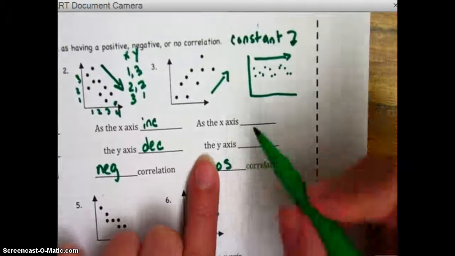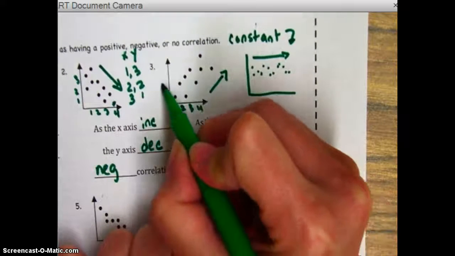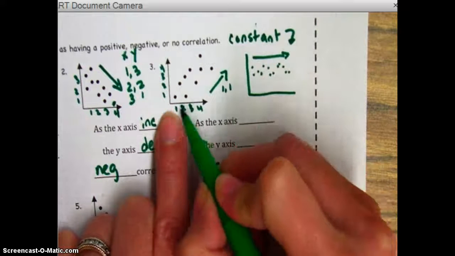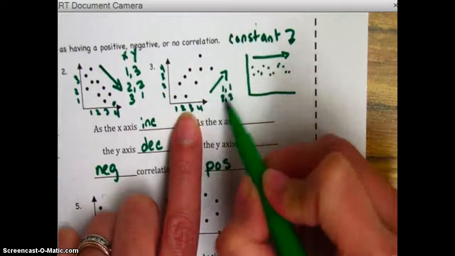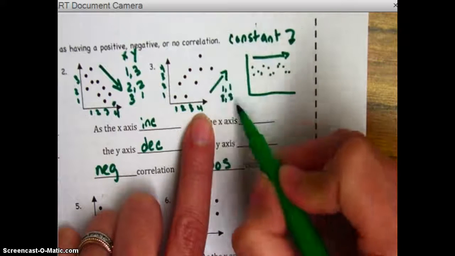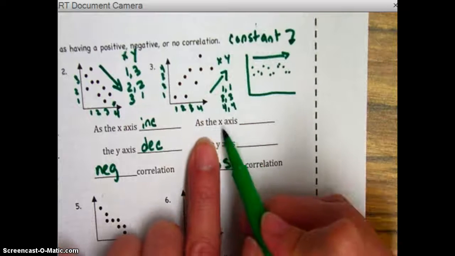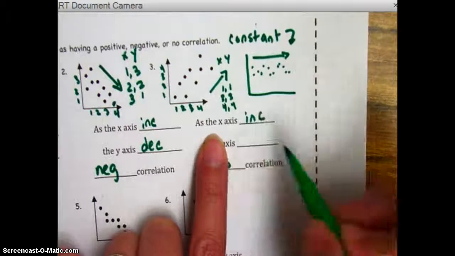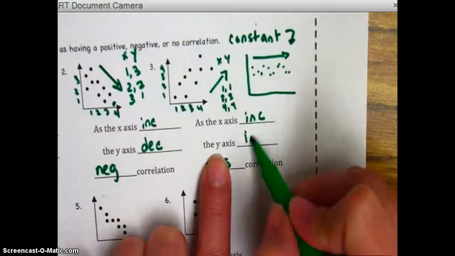With a positive correlation, it's the opposite. Here we have 1, 2, 3, 4, 1, 2, 3, 4. This point here would be about 1, 1. This point here would be about 3, 3. This would be about 4, 4. So again, looking at your x and your y, as the x-axis increases, we're going 1, 2, 3, 4, the y-axis is also increasing: 1, 3, and 4.